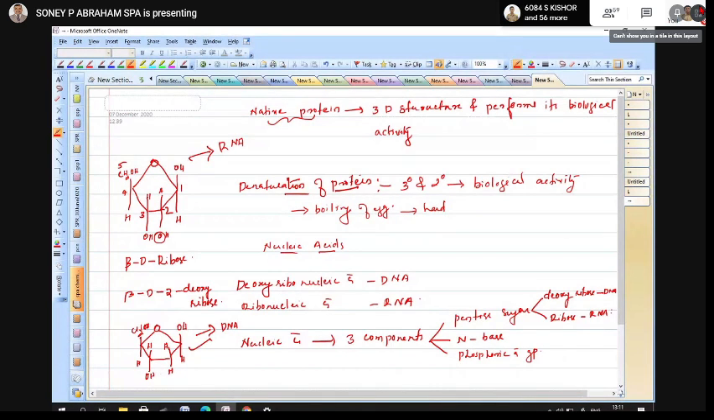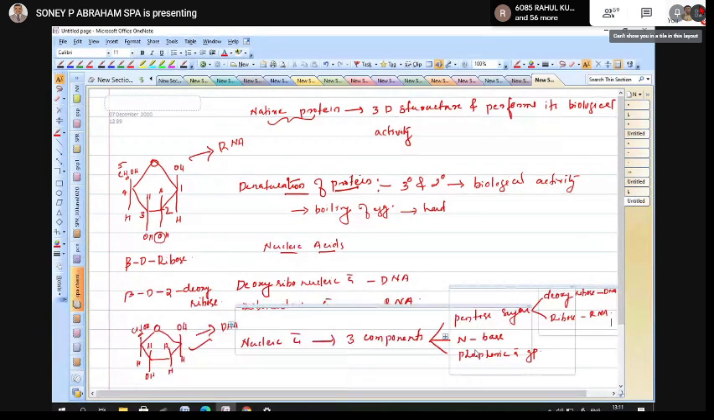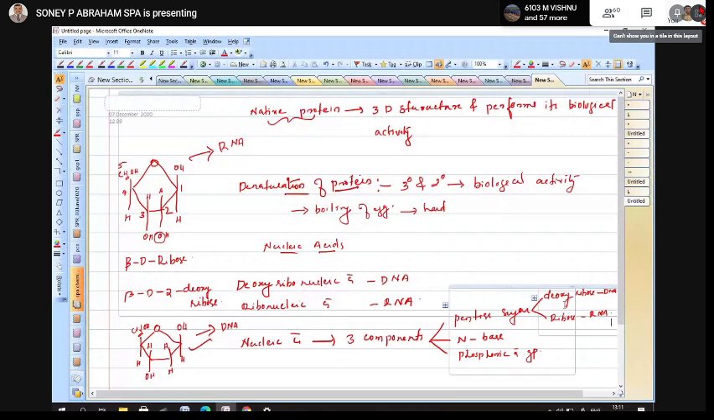Yes, sir. So the first difference between RNA and DNA is in the pentose sugar. In case of DNA, it is deoxyribose sugar, whereas in RNA it is ribose sugar.